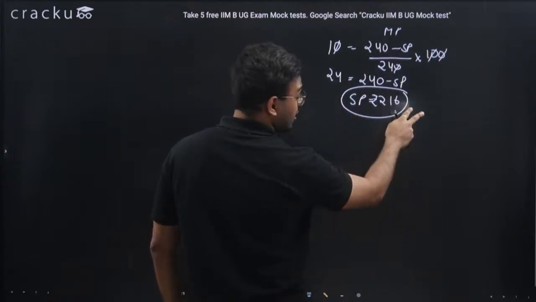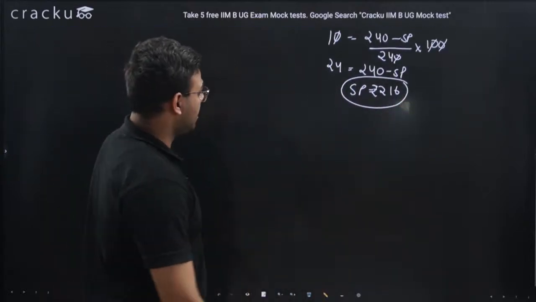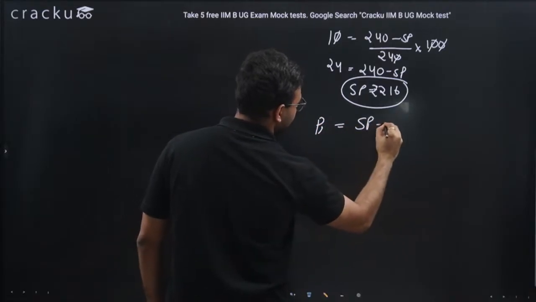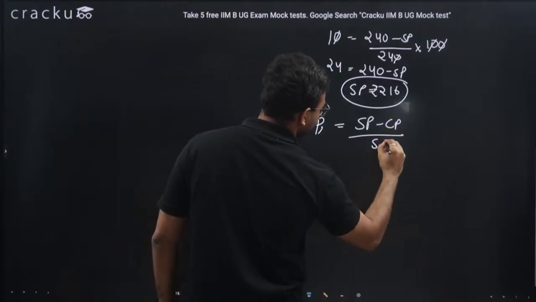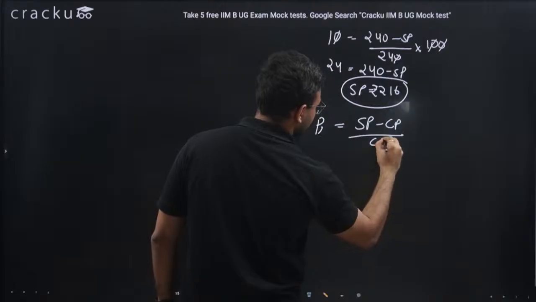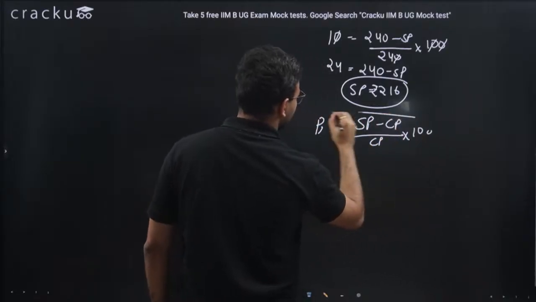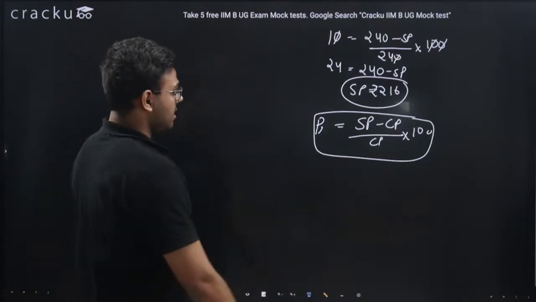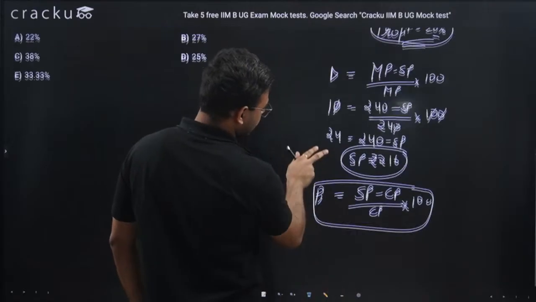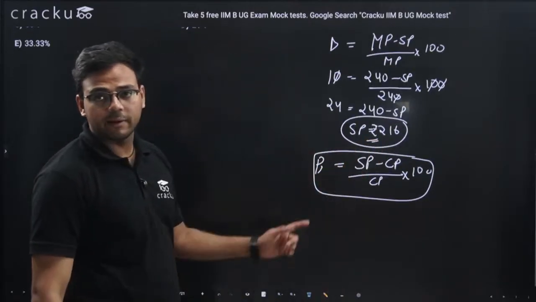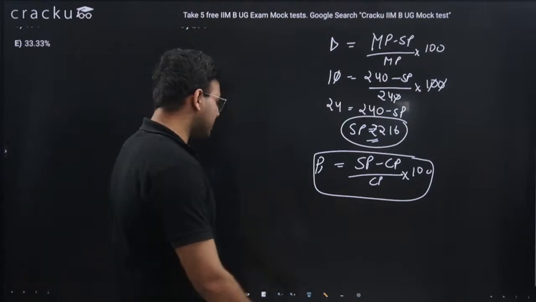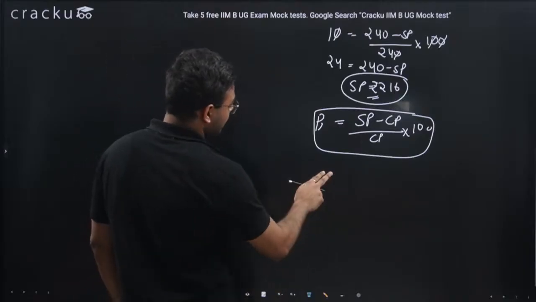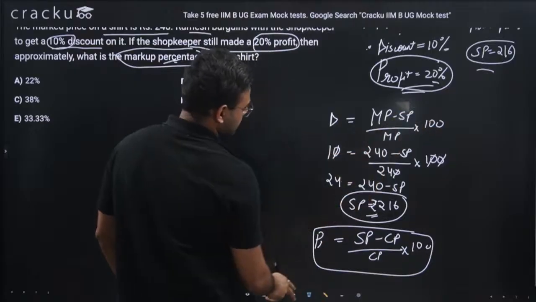We also know the formula for profit percentage, which I discussed in the first or second slide, I think. Profit percentage P is equal to SP minus CP, divided by CP, into 100. This is the formula for profit percentage. We have calculated the selling price of the item as rupees 216 using mark price and discount. The profit percentage is given as 20%.